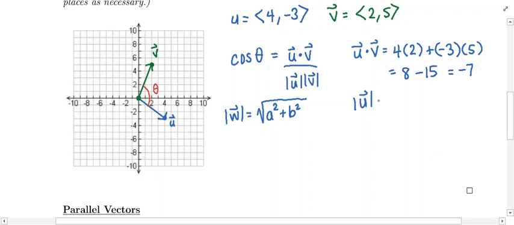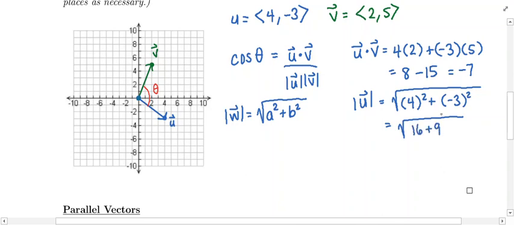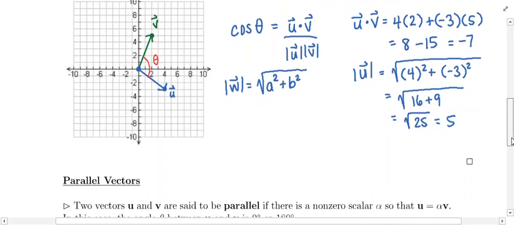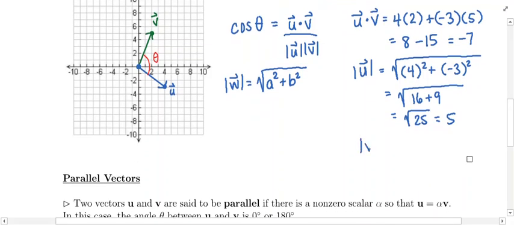So here the magnitude of u is going to be the square root of, underneath the square root sign, we're going to square the horizontal component, square the vertical component, and add the results. So this is going to be the square root of 16 plus 9, which is the square root of 25. This is 5. You don't have to worry about the negative version, because this is magnitude, it is a distance, it should be positive.